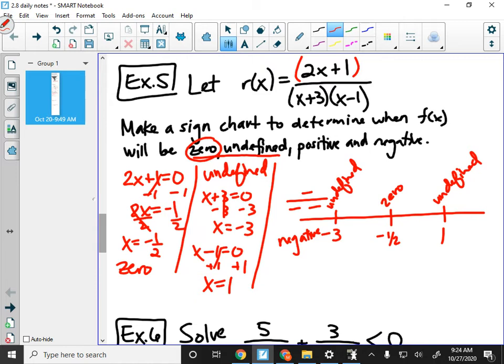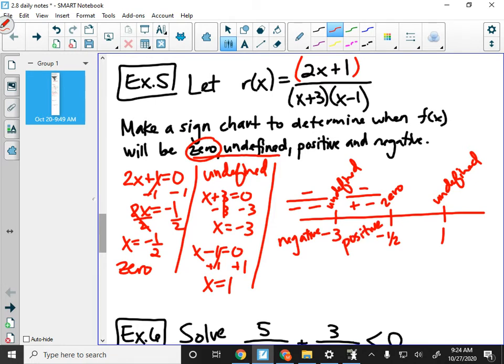Between -3 and -1/2, I could pick like -2. So now I substitute that in. -2 times 2 would be -4, plus 1 would be -3. That's a negative. -2 plus 3 would be a positive. -2 minus 1 would be a negative. So that's going to end up being a negative over a negative, which is positive.